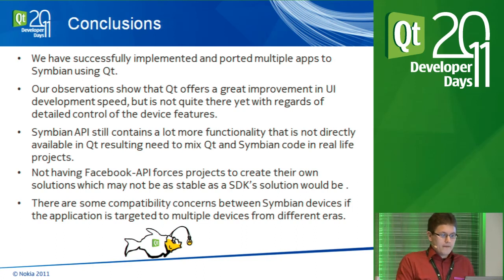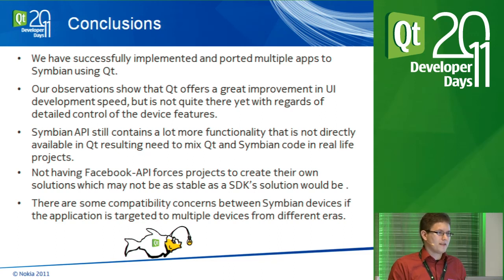So what we have done at Teleca is we have implemented multiple applications for Symbian using Qt. Our observations show that Qt offers a great improvement in UI development speed, but there are some gaps in detailed control on device and phone features and so on that are not yet implemented and require Symbian APIs to be used. The Symbian API, on the other hand, contains a lot of functionality and can be used together with the Qt code. But of course, when you end up mixing that code, the portability of the application suffers a little bit. So it's always best to use the Qt solution if it's possible.